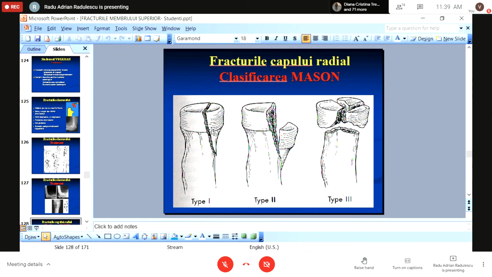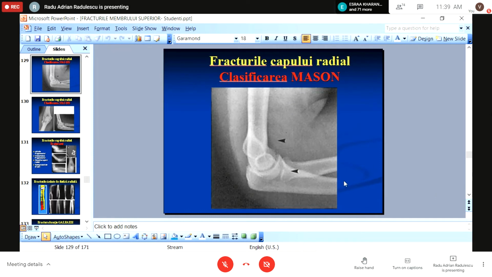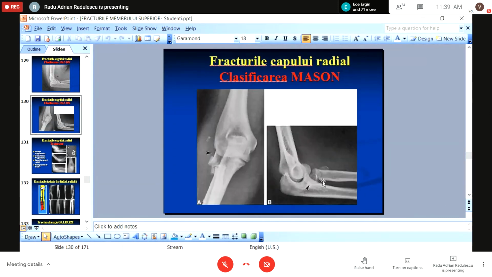It has three types of fractures, like you can see in this slide. Type 1 is, like I said, the non-displaced simple fracture. Type 2, displaced simple fracture. And type 3, comminuted fracture. Here is an X-ray. We can see here this small fragment, which is displaced. So that one is a type 2 Mason fracture. And here we can see a type 3 Mason fracture with small multiple fragments. So it's a comminuted fracture which has in fact destroyed the whole radial head.